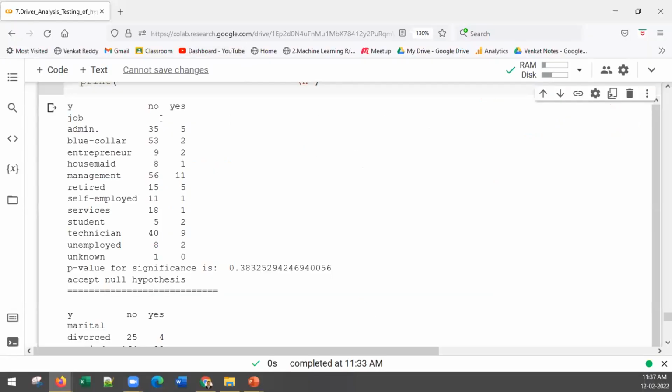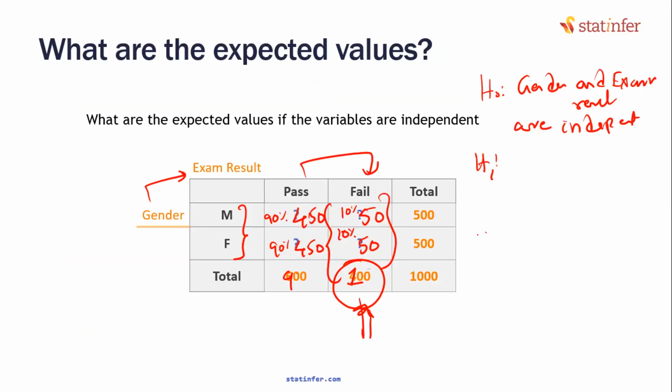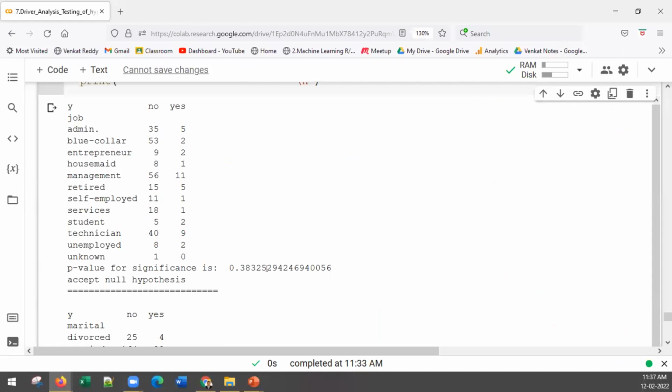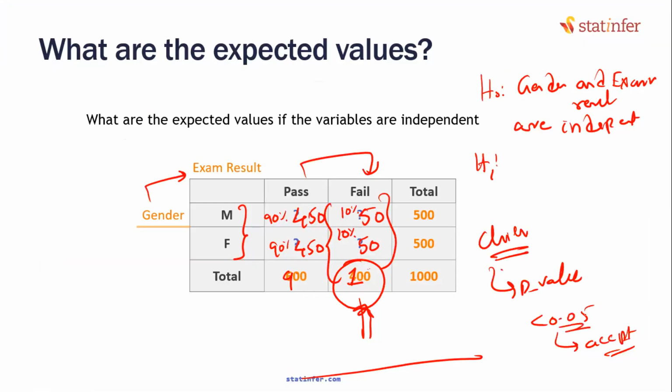Whereas here, how do you finally see? Who will finally decide this? Chi-square test will decide it, isn't it? You do the chi-square test. You look at the p-value. If the p-value is less than 0.05, what do you do? You accept the null hypothesis, right? What is the null hypothesis? So here p-value is 0.38. By the way, p-value less than 0.05 means what?